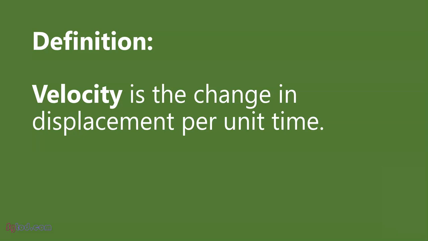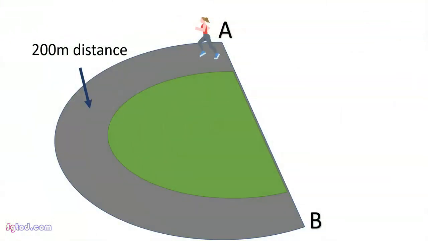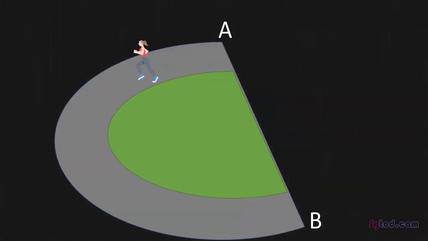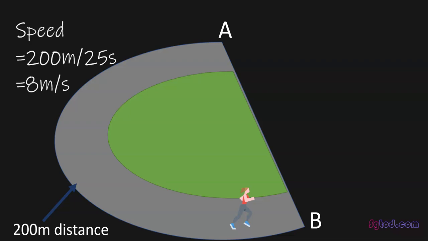To understand this better, we shall go back to the earlier example of the girl running on the track that is 200 meters in distance and making a displacement of 50 meters. The distance traveled as she ran on the track is 200 meters. If she takes 25 seconds to travel that distance, her speed is therefore 200 meters divided by 25 seconds, which equals 8 meters per second.